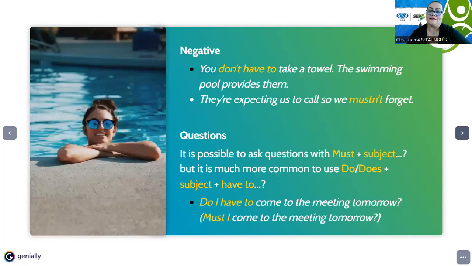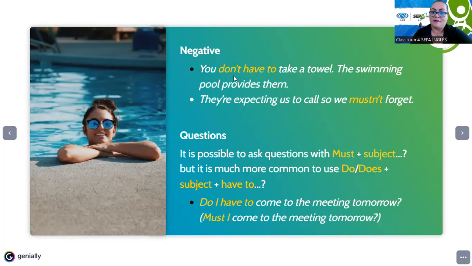Negative. You don't have to take a towel. The swimming pool provides them. They're expecting us to call, so we mustn't forget. Again, you don't have to take a towel. The swimming pool provides them. They're expecting us to call, so we mustn't forget.